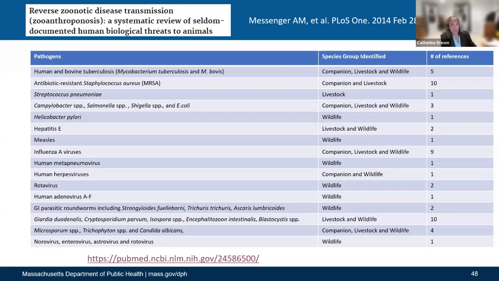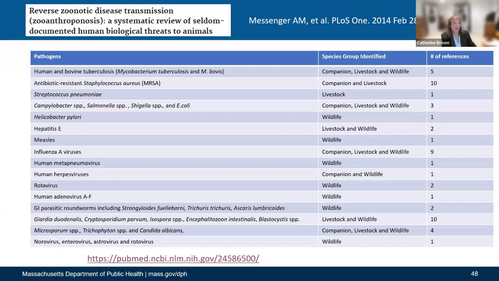But this is a publication actually from 2014, and you can see, based on a literature review, they went through and found publications that demonstrated transmission of all of these different organisms. We've got viruses, bacteria, parasitic roundworms from gastrointestinal systems, other gastrointestinal parasites, and fungi, all being transmitted from humans to different groups of animals: companion animals, livestock, and wildlife.